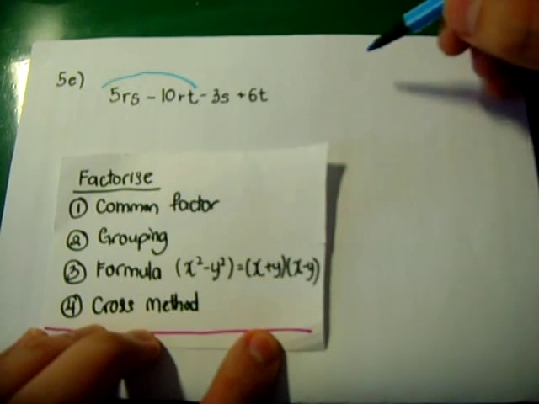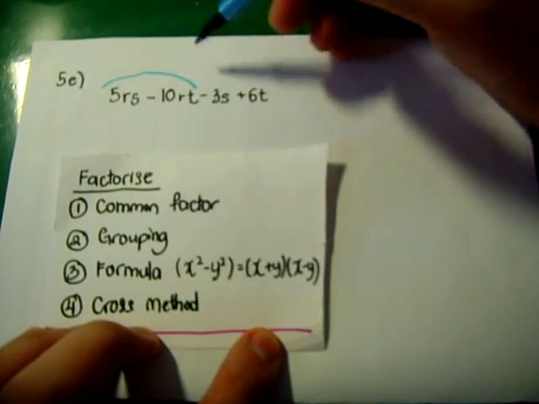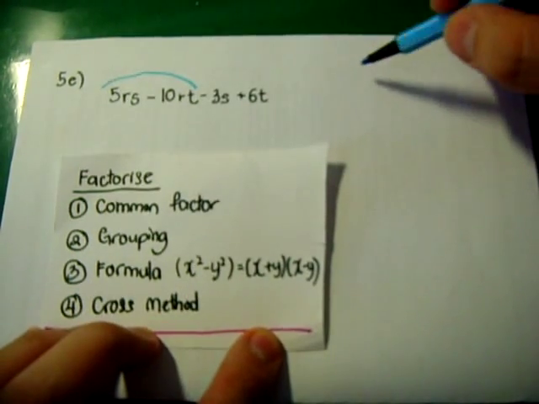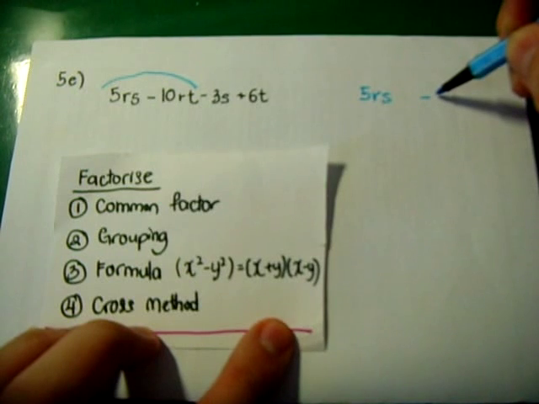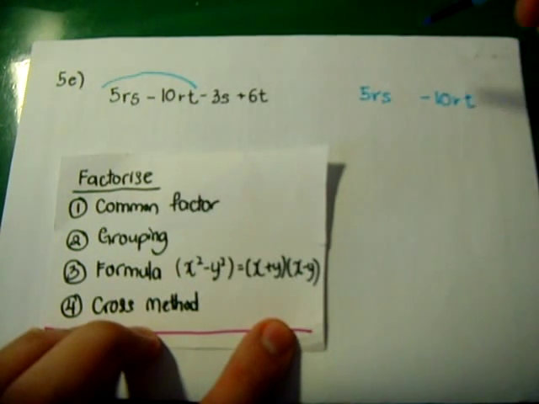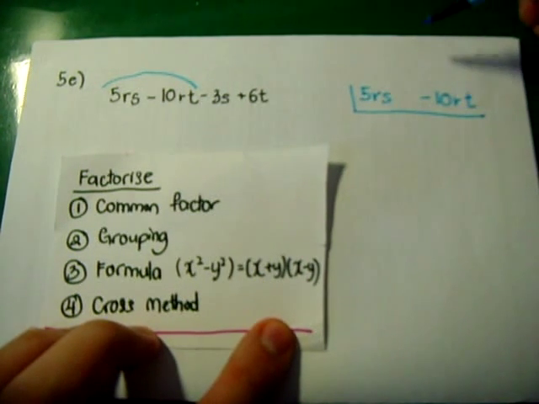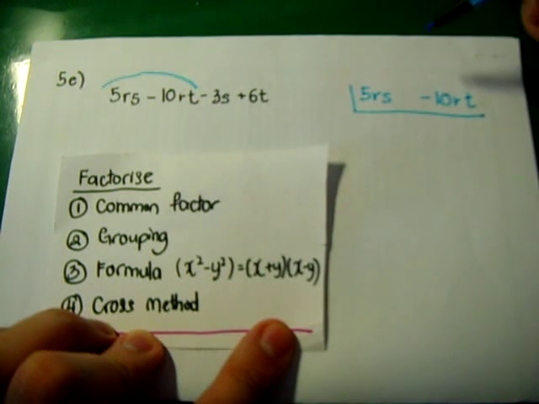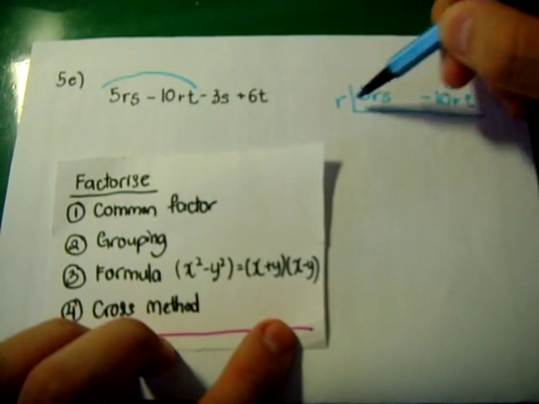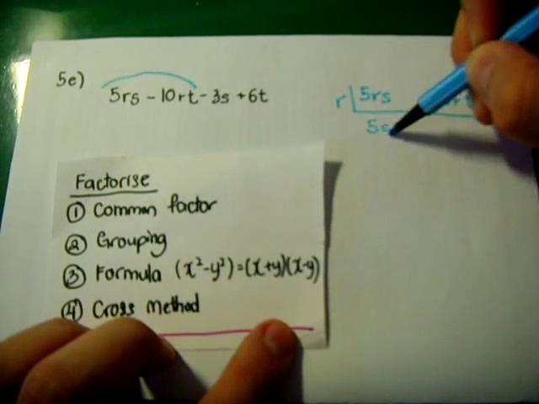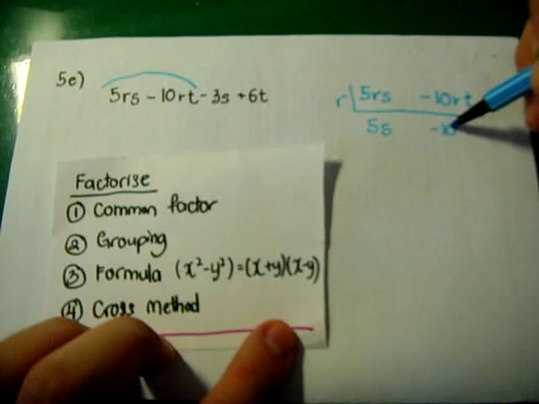What do I do when I use grouping? I need to find the common factors within each group. So this is one group and this is my second group. I have 5rs and negative 10rt. The easiest way to start is to look for an algebra that is a common factor. Here I see r and r, so I can take out r. 5rs divided by r, I'm left with 5s. Negative 10rt divided by r, I'm left with negative 10t.